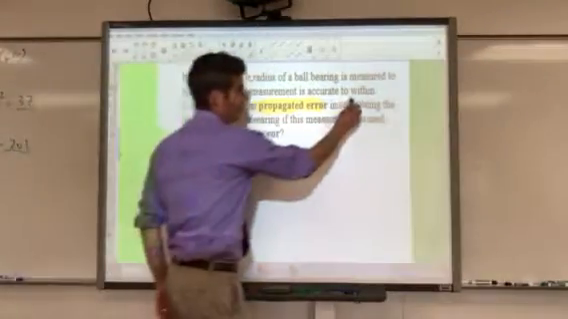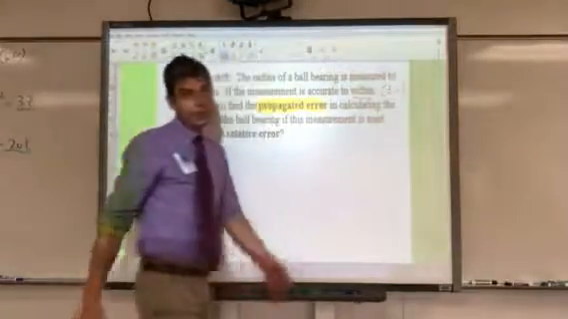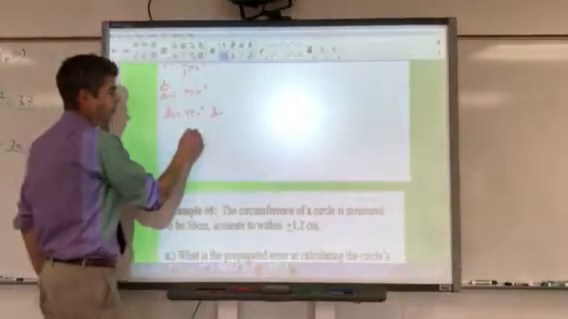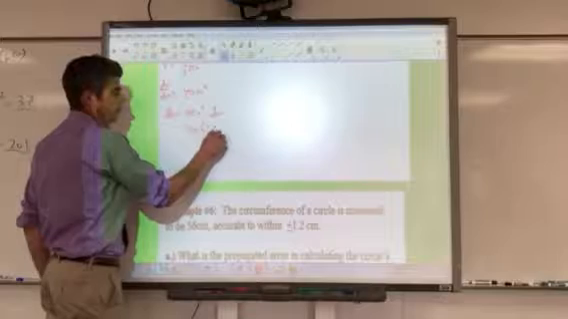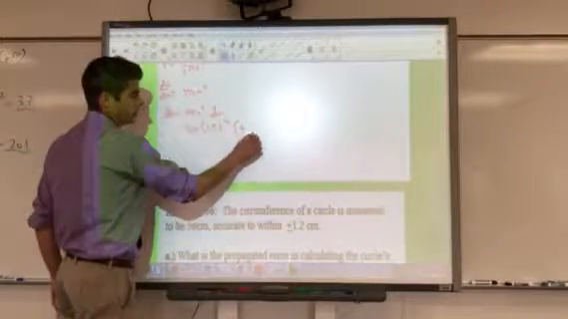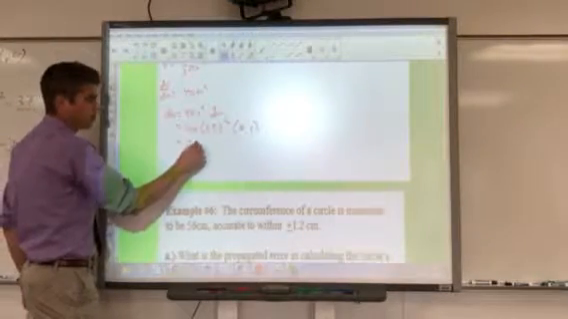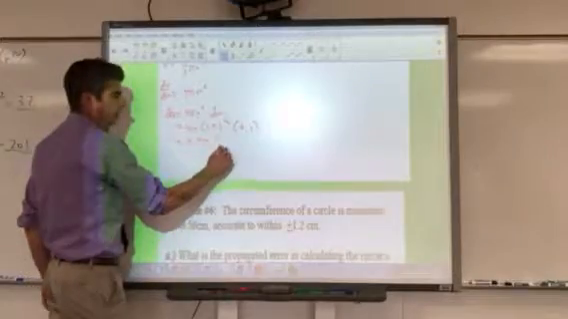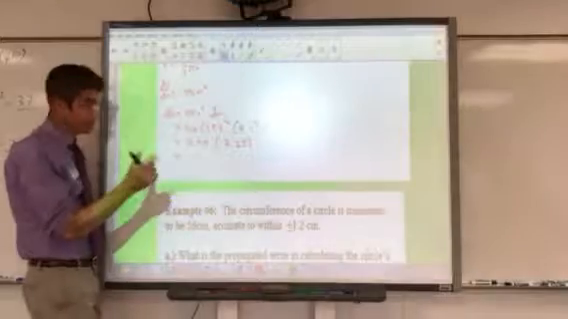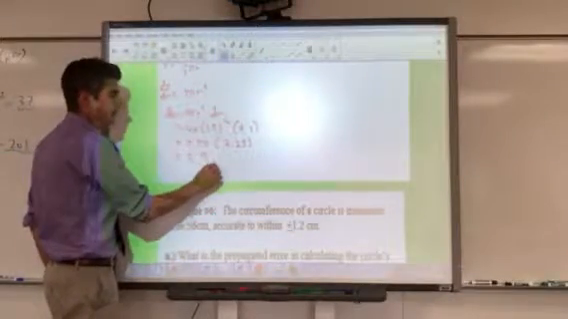This idea of within means that I don't know if it's above or below, so it's going to be plus or minus 0.1. That's going to be my dr, and I'm going to hold on to that throughout the calculation, where my radius was measured to be 1.5. So plus or minus 0.1 times 4 pi times 1.5 squared, which is 2.25. If I multiply that together, I get plus or minus 0.9 pi.